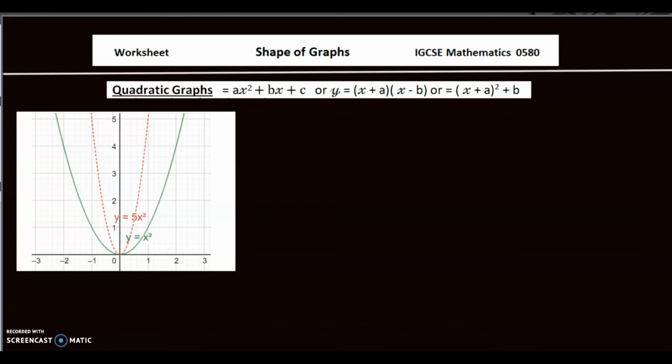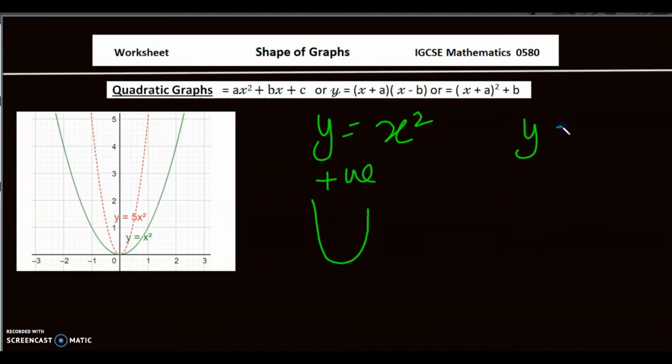So first thing we need to know is if the quadratic equation is in the form of y equals x square, where the coefficient of x square is positive. When the coefficient is positive, the graph is a U-shaped graph, and if it's negative, then it's going to be an inverted U-shaped graph. Okay, so here I've plotted the graph for y equals x square.